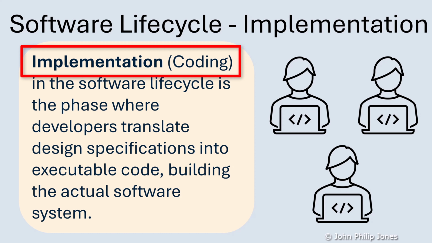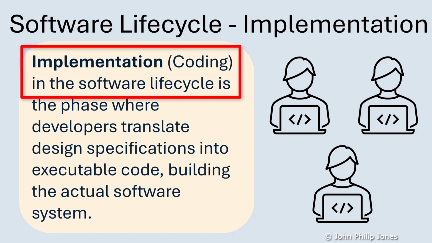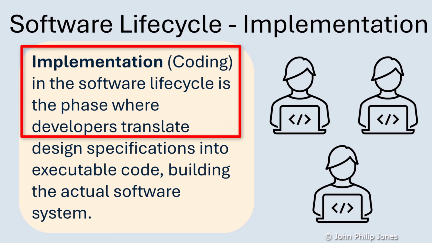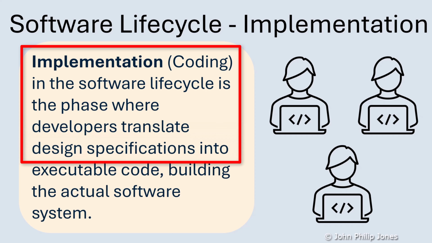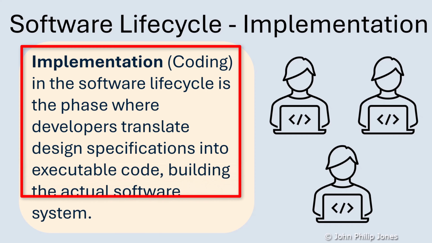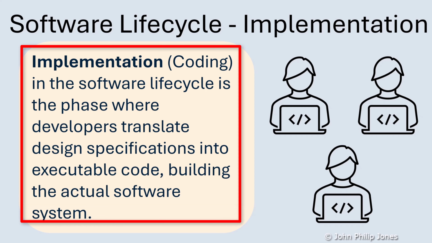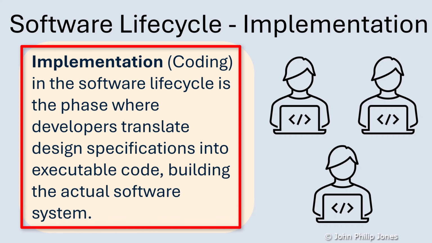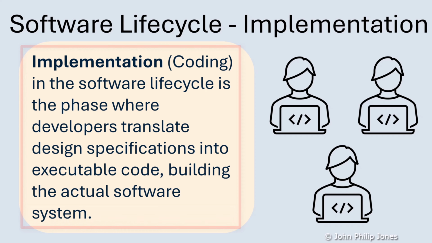Implementation, in other words, coding, in the software lifecycle is the phase where developers, computer programmers, translate design specifications into executable code, building the actual software system. In other words, the coders would take the information given to them by the designers, which in the object-oriented world would be various UML diagrams, and they would code them.